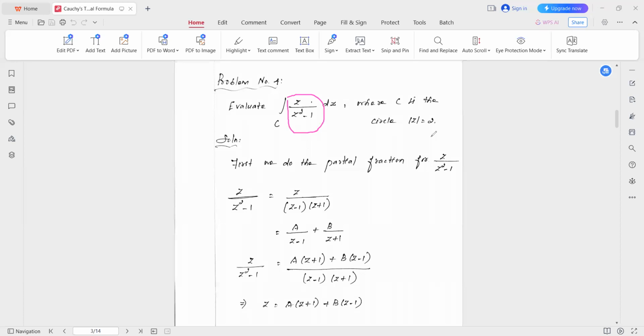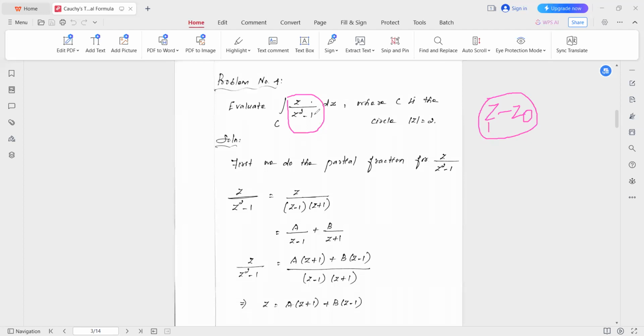the denominator part must be in which form? Some z minus z naught. This form only it should have. But here we have z square minus 1. It's a quadratic equation, isn't it? z minus z naught is a linear equation, an equation with the variable z of degree 1, but here we have degree 2. So we have to rewrite the z square minus 1 into linear factors.